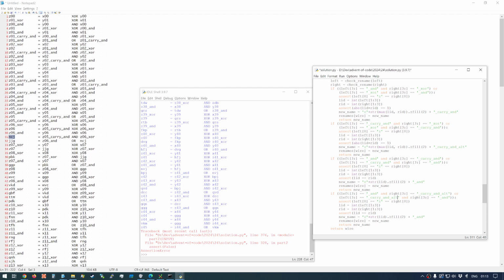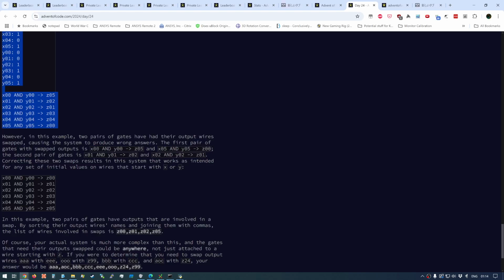Is that right? This doesn't feel right. Because the carry and up here is the normal and, the and of the previous. Is this right? What are we even swapping?